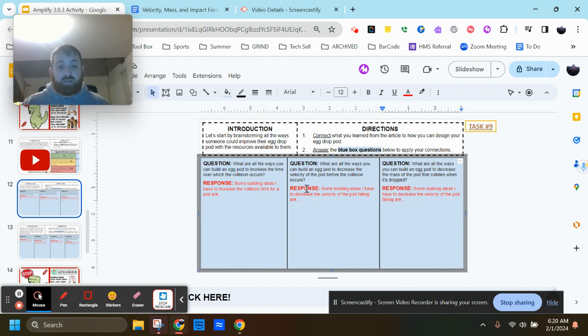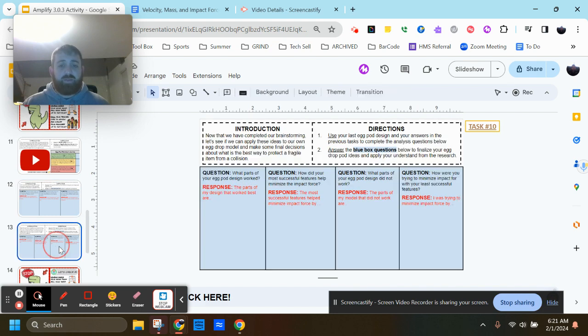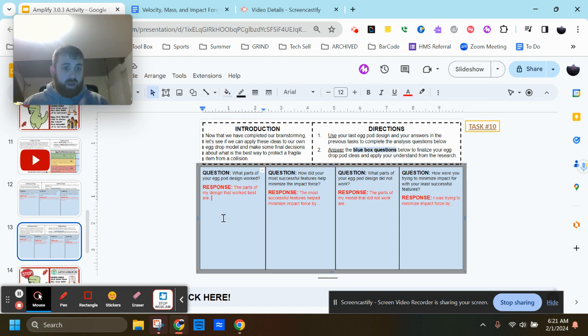Once you've done that for velocity and decreasing the collision time, you're then going to dive into what worked and didn't work in your pod. So what worked to minimize mass, to minimize collision time, to minimize the velocity, and how was it successful? What didn't work, and what were you trying to accomplish with that design? So we're looking to really analyze what worked and what didn't work with these 2 sets of questions.